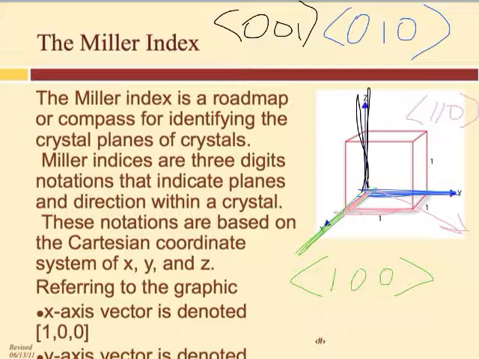I mean, you could put a 2, 4, 7 in there. So you take 2 steps in X, 4 in Y, and 7 in Z, and then you connect the dots, and you can have any direction you want, right? Any weird direction, just by combining the numbers. So crystallographers use these numbers to tell you what direction you're looking at, right?